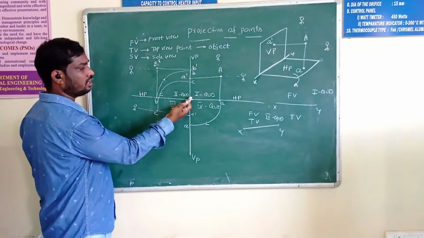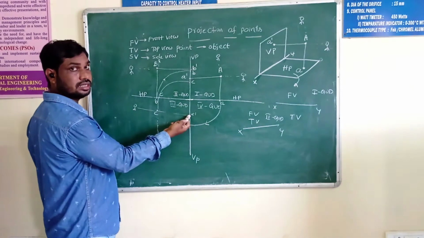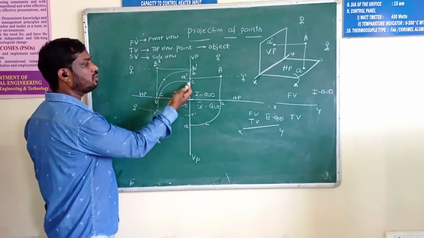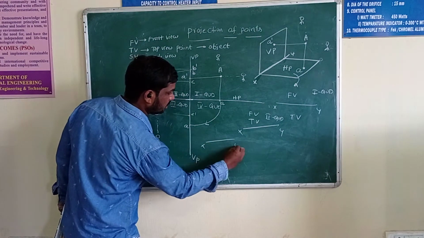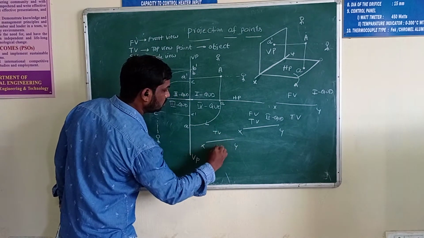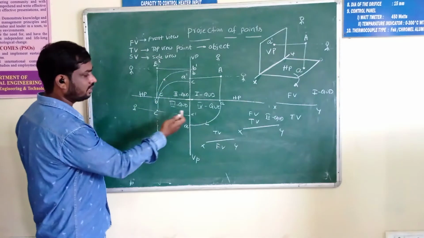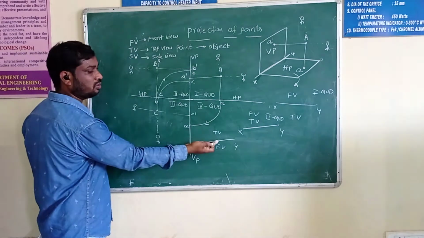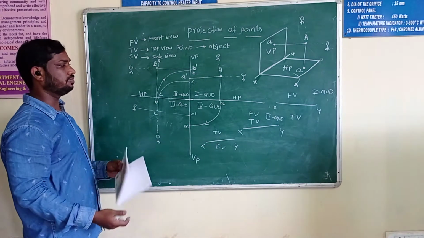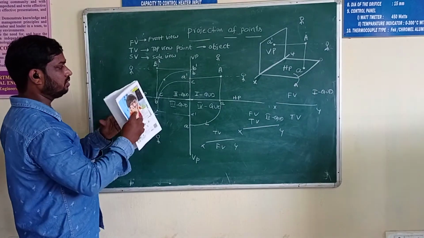So this is the xy line. Below the xy line you are getting the front view, C dash. Above the xy line is the top. So here I am writing: above the xy line is the top view, below the xy line is the front view, because C dash is below the xy line and point C is above the xy line. Okay. So we are applying it also like this.